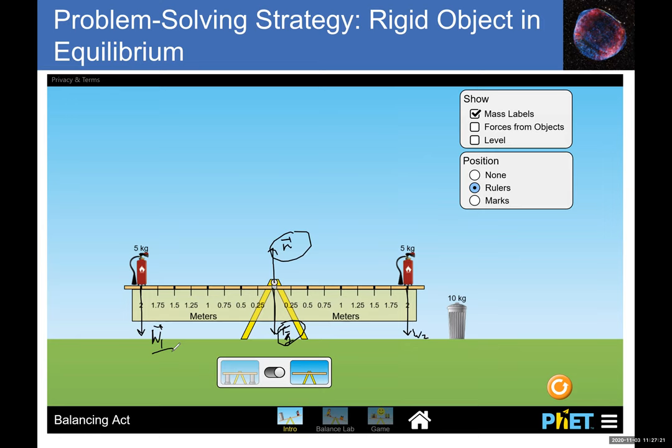Weight one exerts counterclockwise torque. Weight two exerts clockwise torque, because they're at the same distance and have the same weight from the axis of rotation, which is here. Their torques also cancel each other, and the system is in equilibrium.